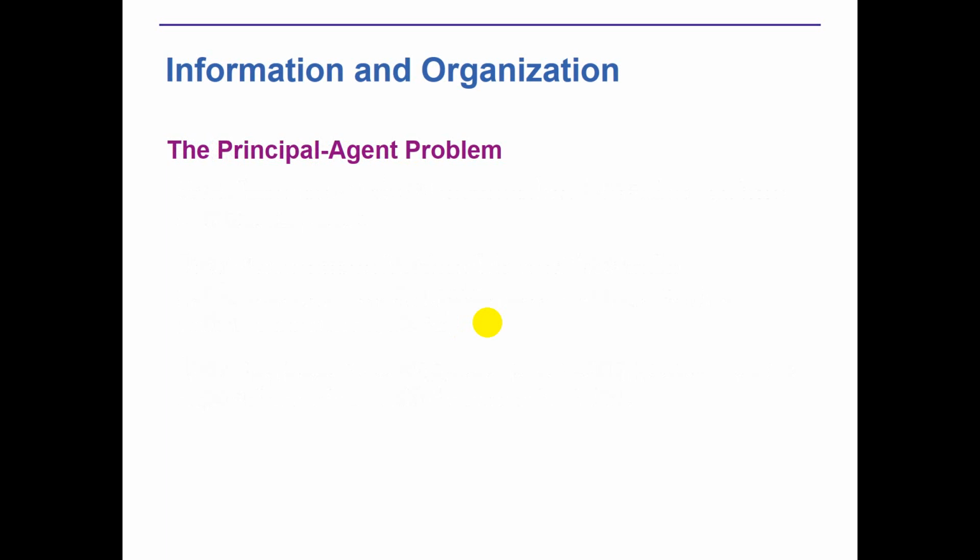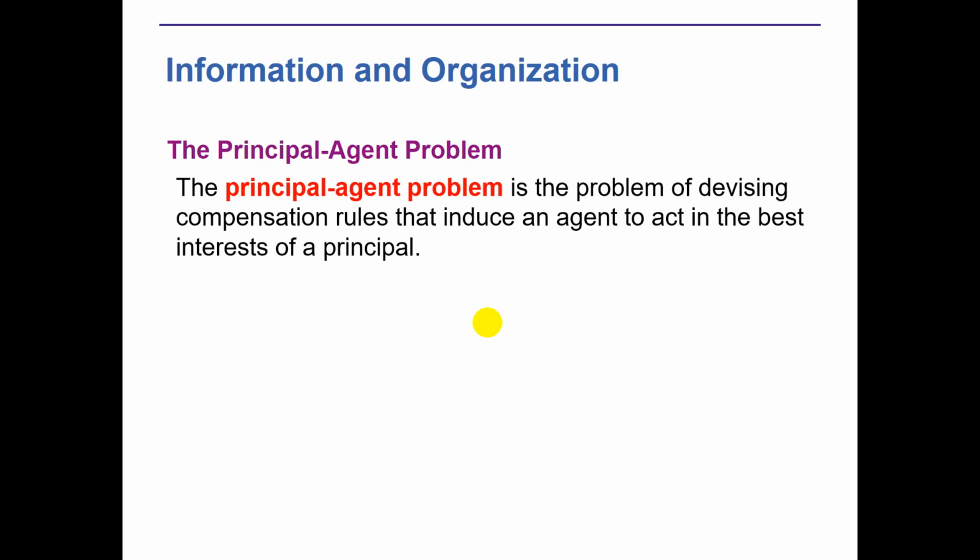The principal agent problem, or the agency cost theory, is the problem that the compensation rules induce an agent to act in the best interest of the principal. Basically, if you look at big organizations, there's a difference between the owners of the organizations and those who are managing the organization, so managers and the stakeholders.